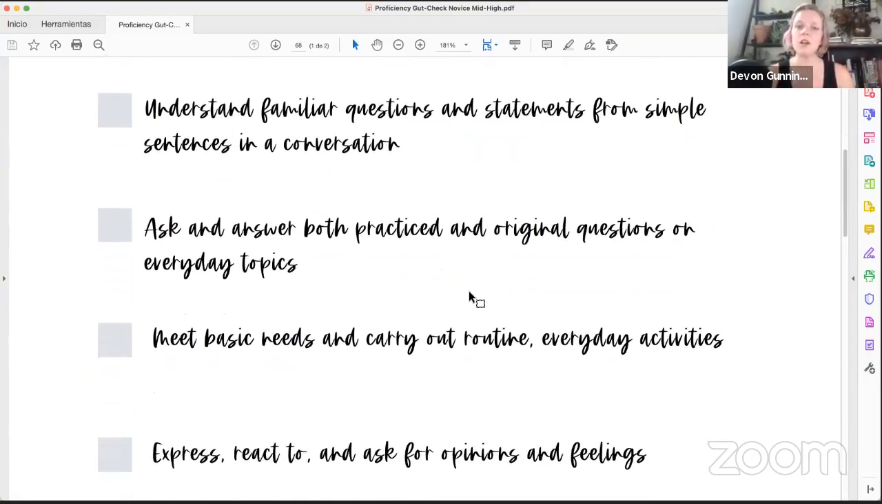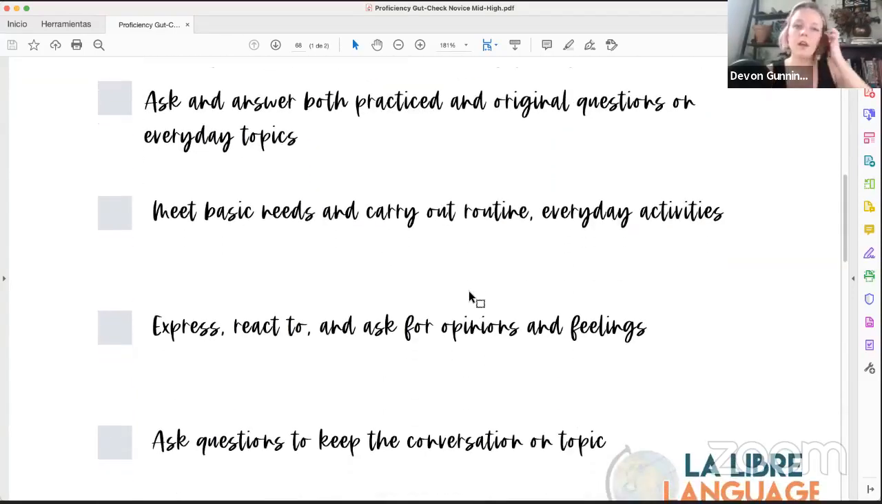Can they, in interpretive mode, understand familiar questions and statements from simple sentences in a conversation? So if your students can understand familiar questions, that means phrases they've seen before. That means familiar topics, simple statements, simple sentences. If they can understand that in a conversation, they're at novice high. Now, this is from a novice high skill as well. This is interpersonal. Can they ask and answer both practiced and original questions on everyday topics?